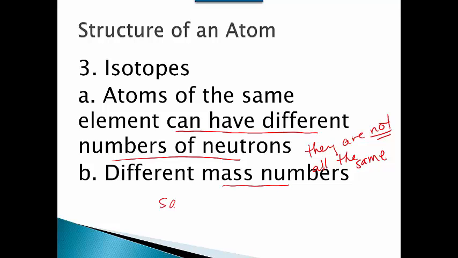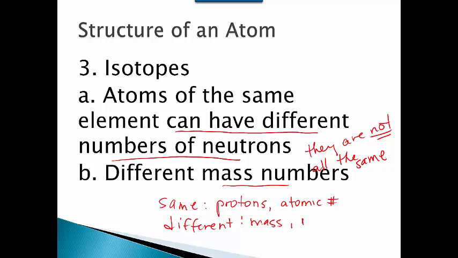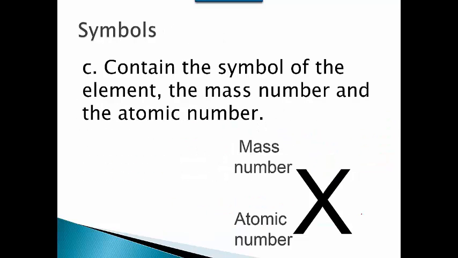So some of the things that will be the same, they're going to have the same number of protons. They're going to have the same atomic number. Things that are different would be the mass and the number of neutrons. So we'll talk about isotopes and something to keep in mind, something to remember. You'll see a few here on the next video.